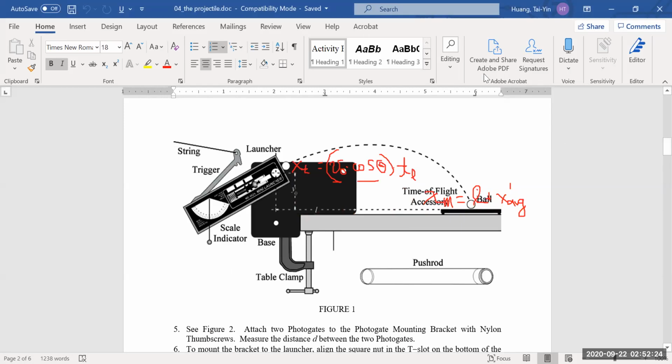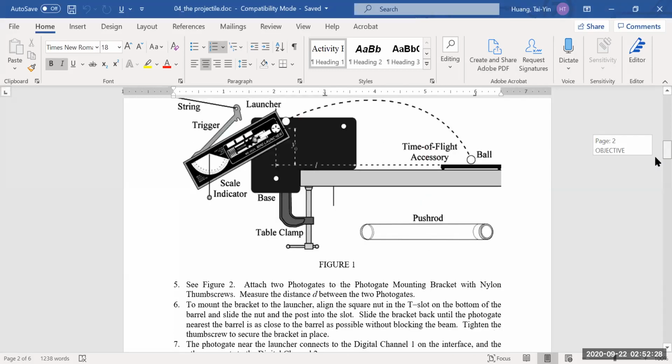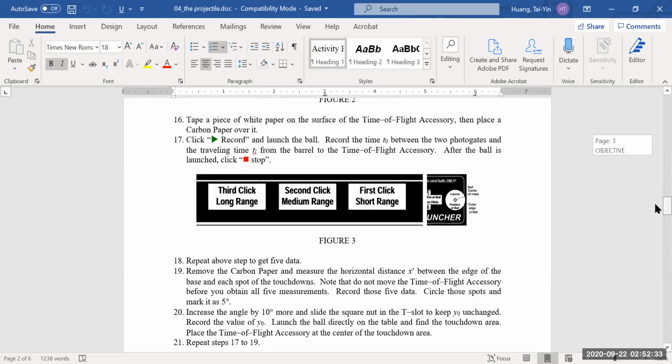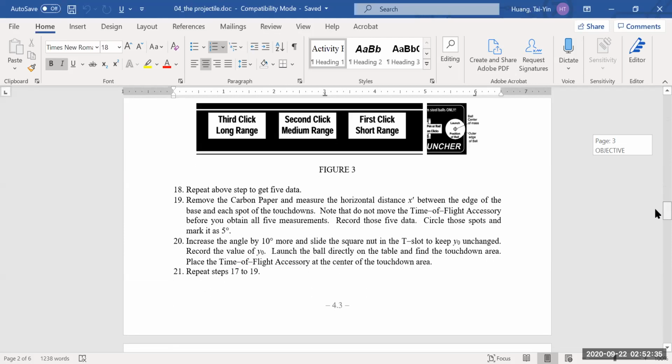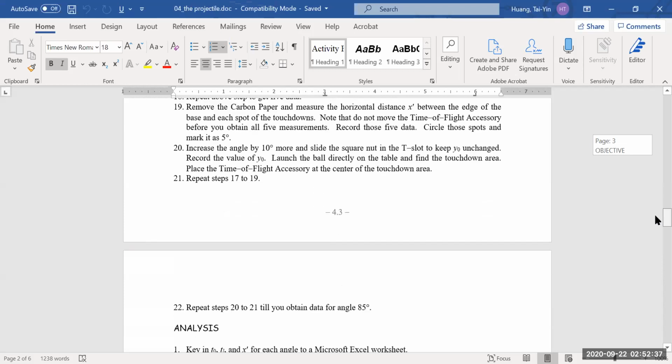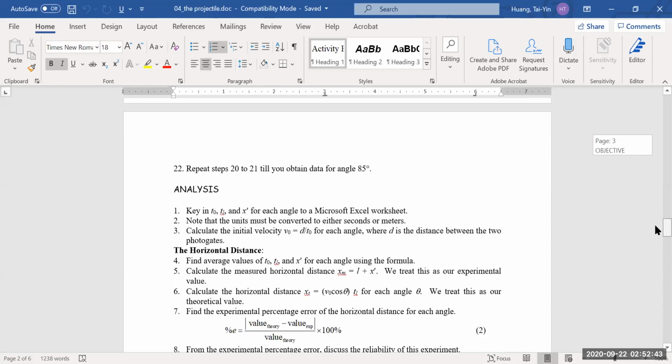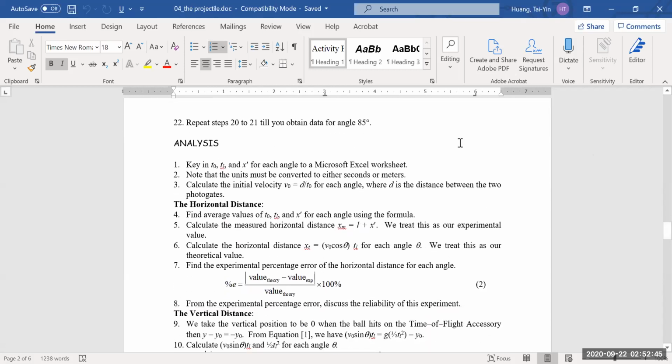Before we talk about the vertical, let me just say that this launcher comes with 3 different ranges. We're using the smallest range, and we launch it, then we change the angle and launch it again. Each time, you're going to do it 5 times.